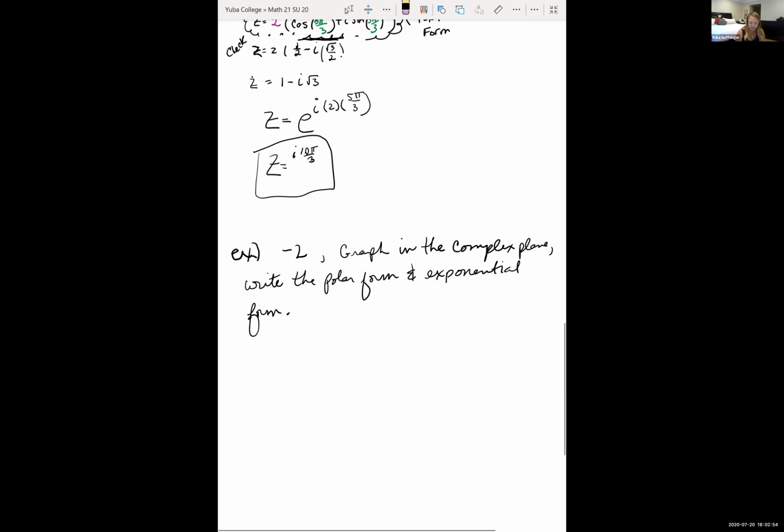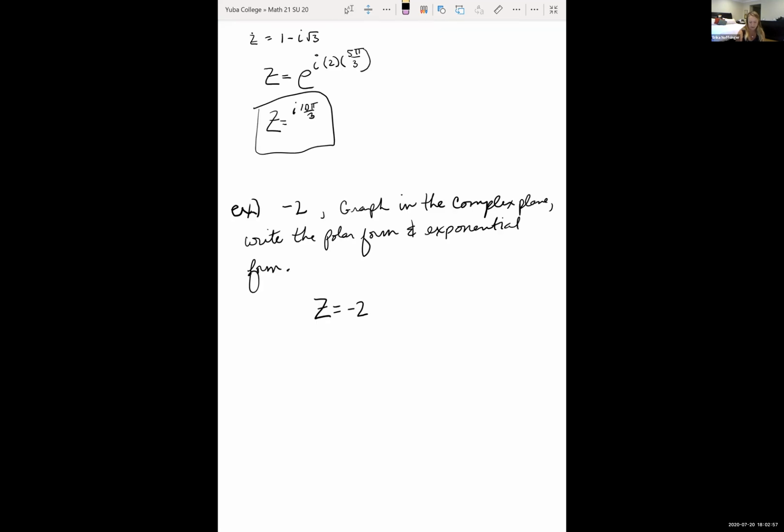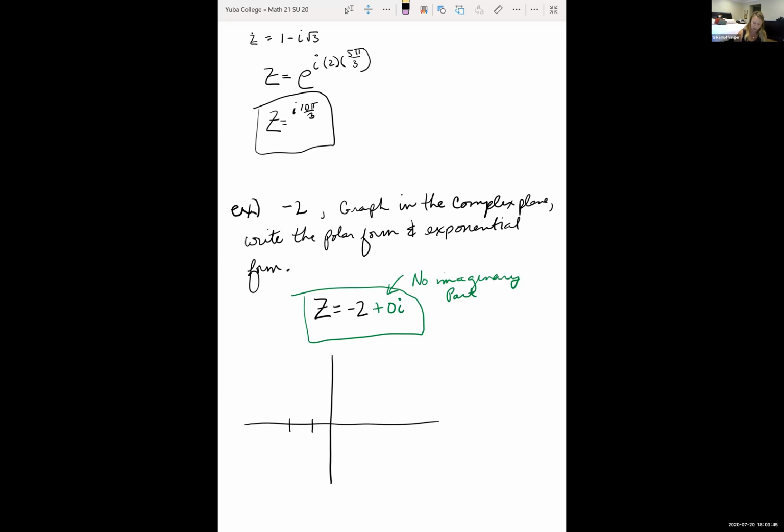So if we have Z is equal to -2, notice that there's no imaginary part. So we could think of this as plus 0i. So actually the real numbers are a subset of the imaginary number system or complex number system. And so we can graph this. If we graph this, our real part is -2. So that is the horizontal axis is the real axis. So we're going to go over -2. And then I don't have any imaginary part, so I'm not going to go up or down. And so I have a point right here.